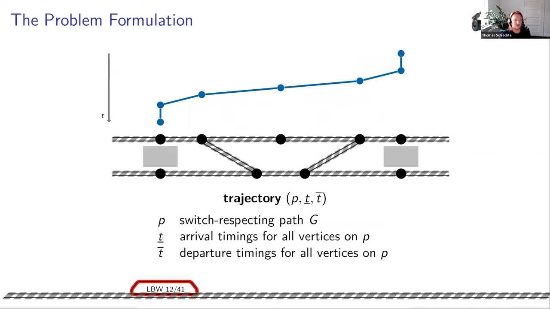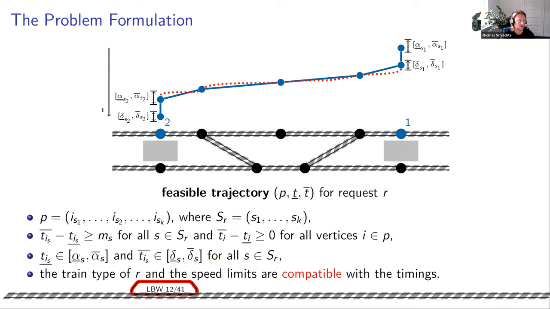The trajectory is then a path through your infrastructure graph which satisfies all the timings of the request, meets all the times and also the path, is valid with respect to the running times, and is of course a valid train trajectory with respect to acceleration, deceleration, and waiting. This is then the time-space trajectory of a request.